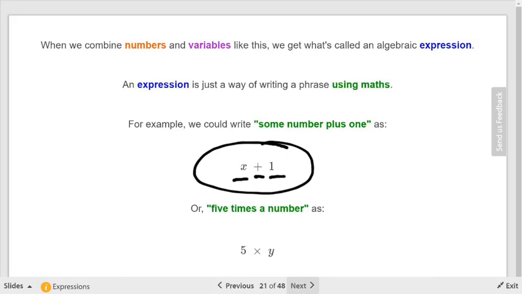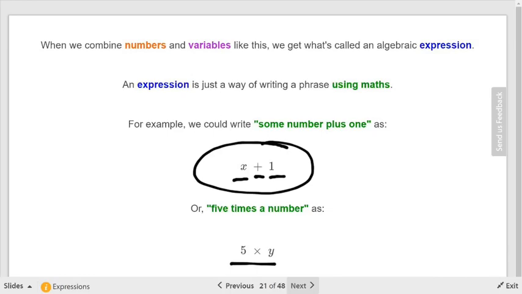5 times a number. What number? I don't know. So 5 times some number. And this time they used Y. X and Y are the most commonly used variables, but who cares? Do you have a favorite letter? N? S? B? Xylophone. Then who cares? Use whatever letter you want.